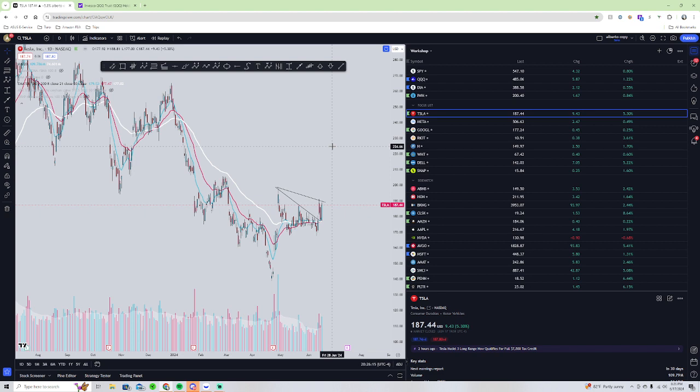And then from there, we just look for those 5-minute breaks over, right? So now we need to know how to execute. That's the most important part. So now that we found these setups, we want to know how to execute.